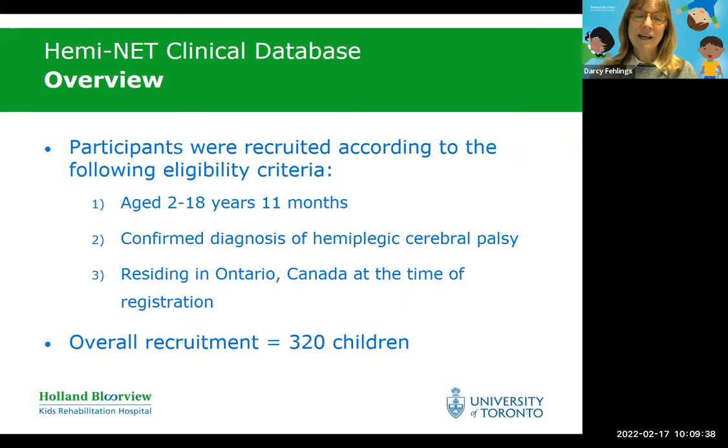So within that clinical database, we started with a database that was focused on children with hemiplegic cerebral palsy. And children were recruited into the study between the ages of 2 to 18 years of age. They needed to have a confirmed diagnosis of hemiplegic CP and be residing in Ontario. And so within our HemiNet data, we had approximately 320 children in the clinical database.